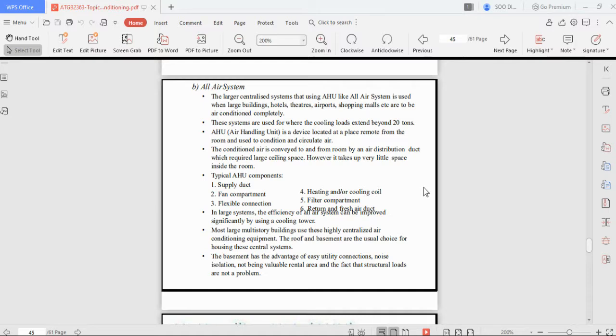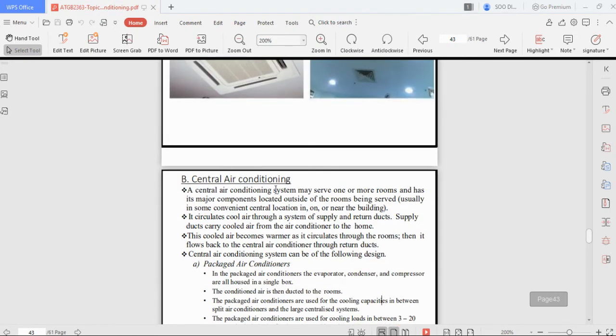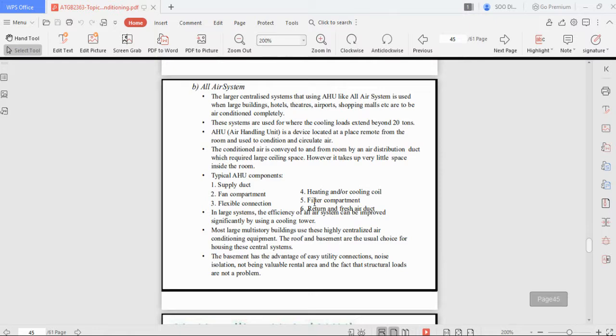This is the same as the previous one, the central air conditioning, but this is used to cool down an even larger area. So that's why at the second line here you see that there's a cooling load. This extends beyond 20 tons because it's used to cool down an even larger area. There are 6 components with it: a supply duct, the fan component, flexible connection, heating and cooling coil, filter compartment, return and fresh air duct.